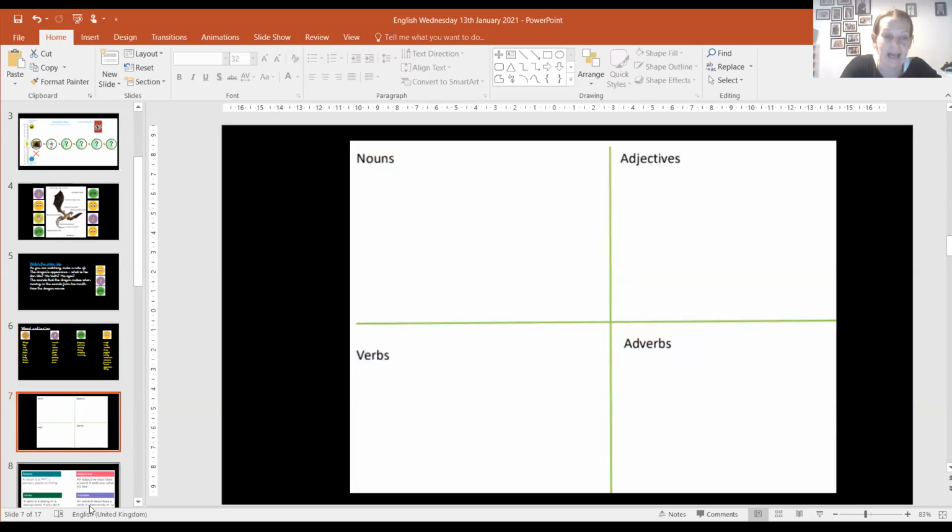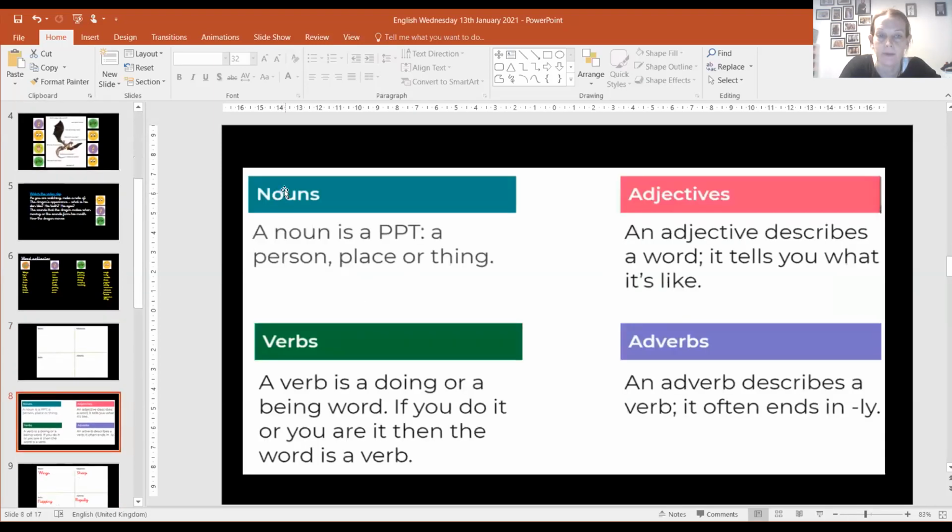Now, just to recap what these categories are, I will share this screen with you, which was taken from the Oak Academy. So this is from yesterday's lesson. So hopefully, if you did yesterday's lesson, you would have a fairly good understanding of what these are. And it wasn't too long ago, so you should remember. So we can use these to spot nouns. So a noun is a person, place, or thing, which is what PPT stands for. So the dragon would be a noun. His wings would be a noun. His head would be a noun. It's a thing. It's a part of his body.